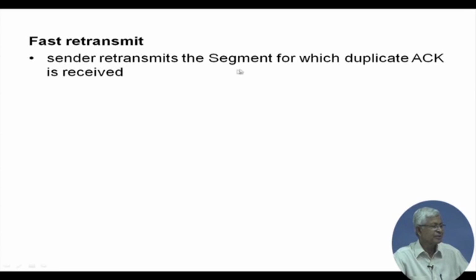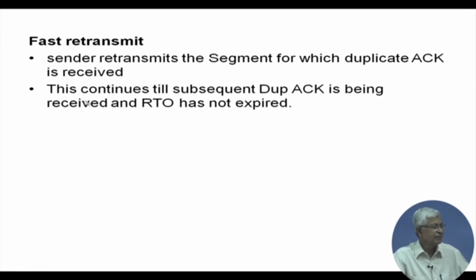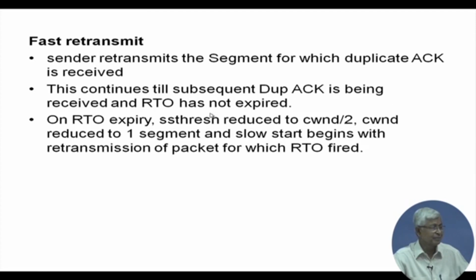And then there is something called fast retransmit. The sender retransmits the segment for which the duplicate ACK is received, and this continues as long as subsequent duplicate ACKs are being received and the RTO has not expired. For each duplicate ACK, one segment can be sent. If the RTO expires, the SS threshold will be reduced to CWND by 2, CWND will be reduced to 1 segment, and slow start begins. That is the usual RTO procedure.